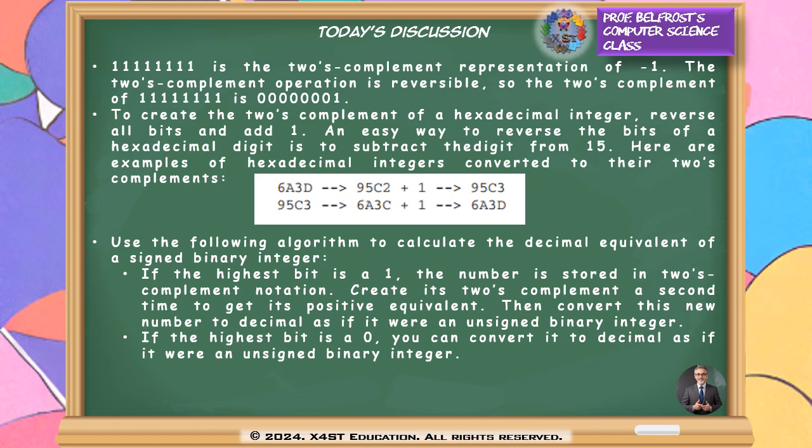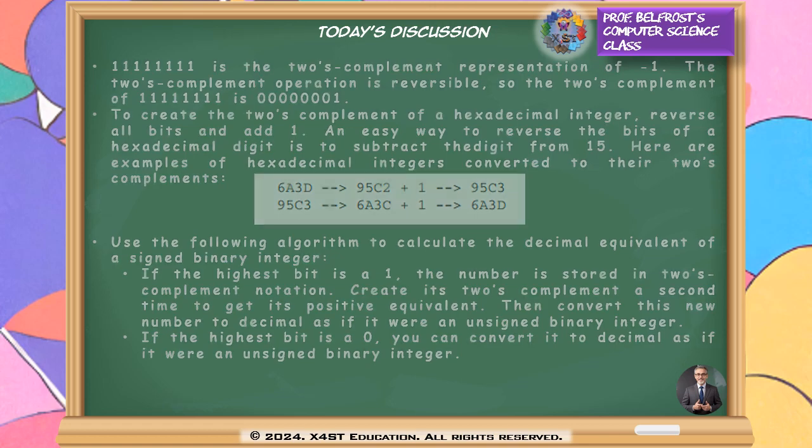The second example shows another good case. Use the following algorithm to calculate the decimal equivalent of a signed binary integer. If the highest bit is a 1, then the number is stored in 2's complement notation, so it's negative. Create the 2's complement a second time to get its positive equivalent. Then convert this new number to decimal as if it were an unsigned binary integer. But if the highest bit is 0, you can convert it to decimal as if it were an unsigned binary integer, just as before.